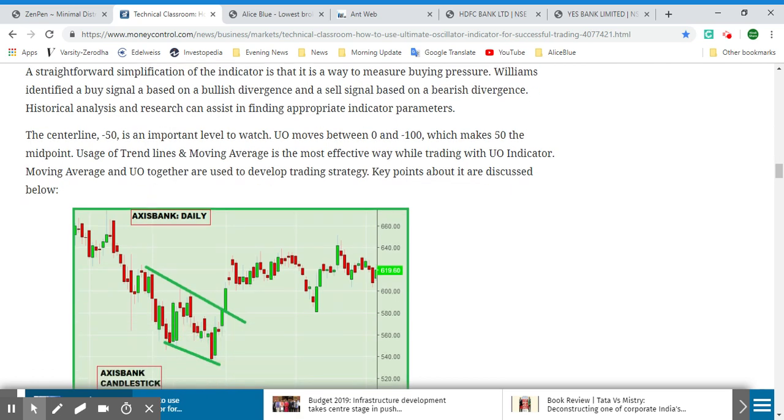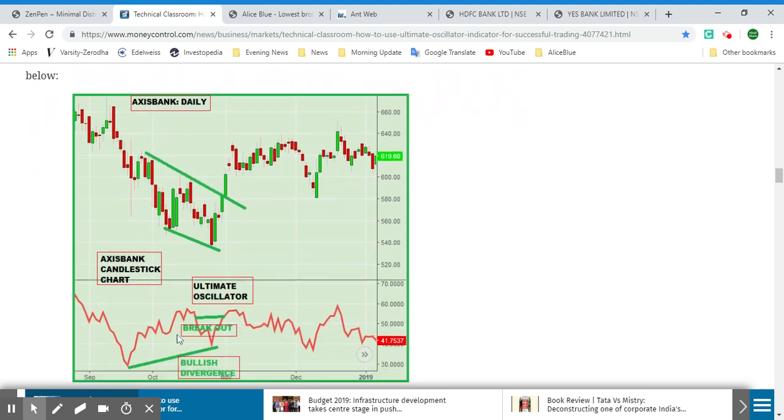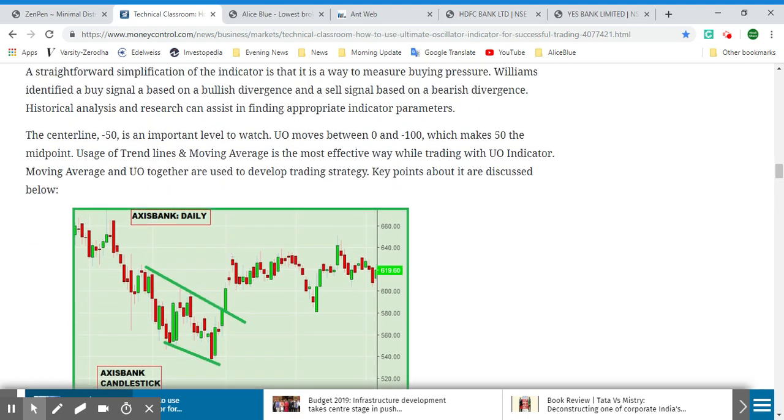So, the center line 50 is an important level to watch. The ultimate oscillator moves between 0 and 100, which makes 50 the midpoint. Usage of trend lines and a momentum moving average is the most effective way of trading with the ultimate oscillator indicator. So it's better to apply the ultimate oscillator, and then a moving average and trend lines is a good combination to apply along with this specific indicator. Moving average and ultimate oscillator together are used to develop trading strategies.